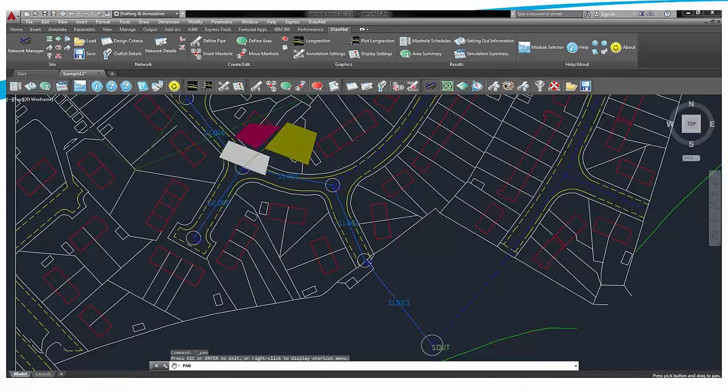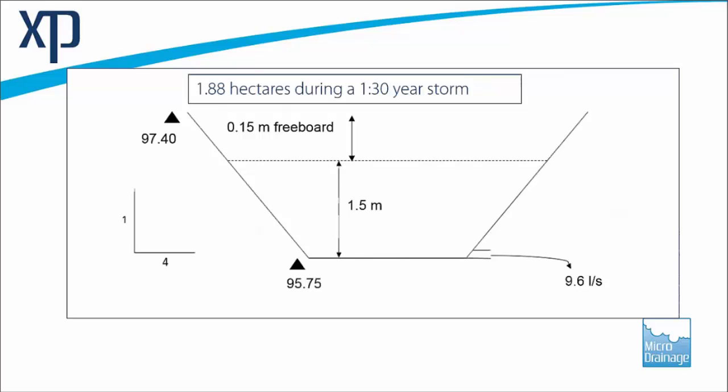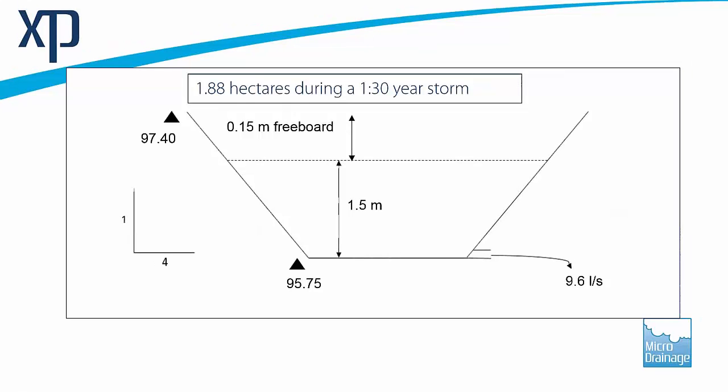Back to PowerPoint. I'm going to be designing a tank that looks like this. So we've got 1.88 hectares draining to it. It's going to be designed for a 1 in 30 year storm. My discharge is going to be 9.6 litres a second. Now on my site, my ground level is at 97.4 near the outfall. And I'm limited. I'm discharging into a watercourse or an existing sewer. And because of that, I can't go too deep with this tank. I'm going to say that the lowest I can dig down to is 95.75. Now I'm going to set it so that it's 1.5 meters deep. And I'm going to set 0.15 meter freeboard so that we are not in too much risk of flooding.